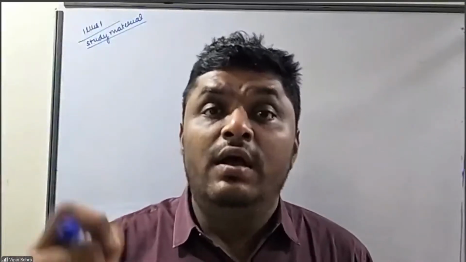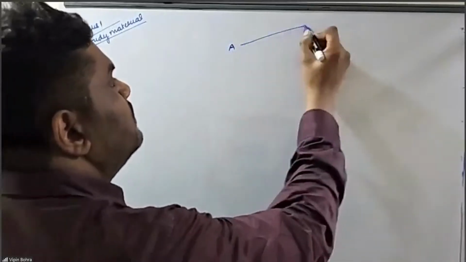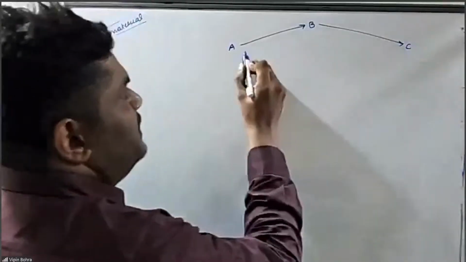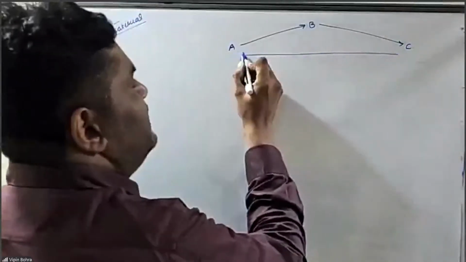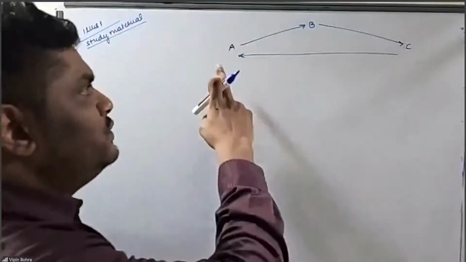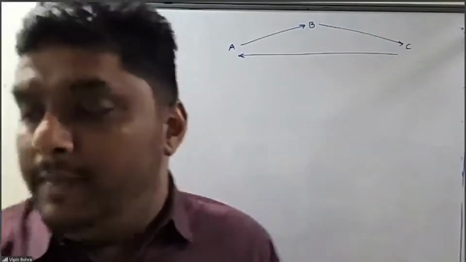When you find these types of questions, I have discussed this in the regular batch also, try to convert the question into a diagrammatic form. A lorry starts from station A, goes to station B, and from station B goes to station C. And from station C, it comes directly back to station A. This is the route of the lorry: from A to B, from B to C, and from C back to A.